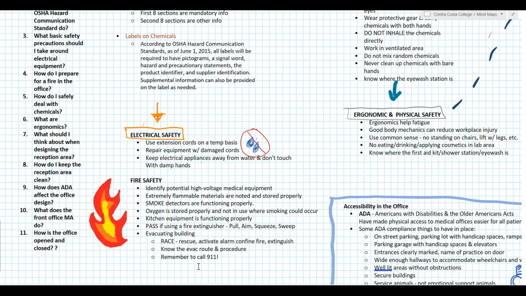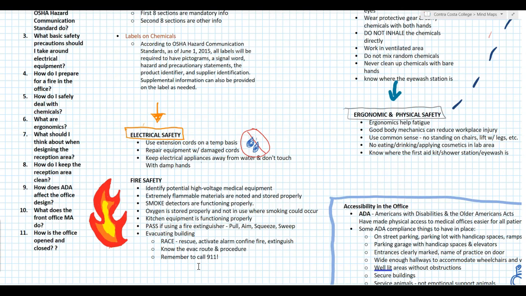So, a couple of things that I would just like for you to be mindful of. First of all, extension cords, when they're overloaded, can become an electrical safety issue. They're a fire hazard. So we want to only use extension cords on a temporary basis and to try not to overload them. You want to obviously repair equipment with damaged cords.